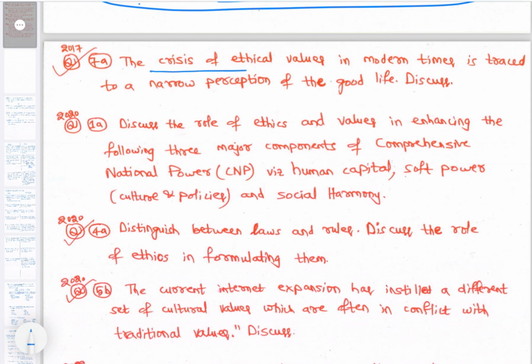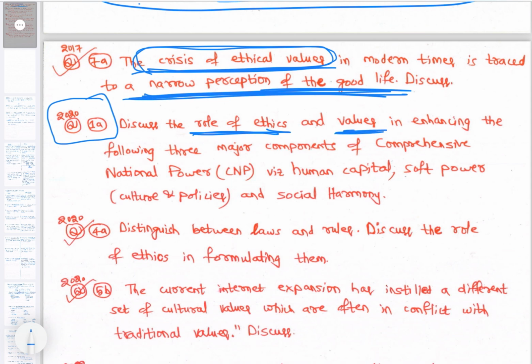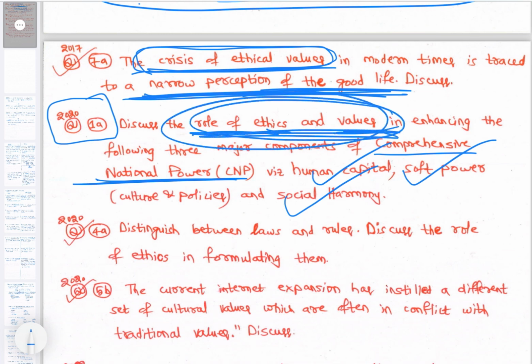Then the crisis of ethical values in modern times is traced to narrow perception of good life. Then in 2020, there is a question: discuss the role of ethics and values in enhancing the following three major components of comprehensive national power, that is human capital, soft power and social harmony. Role of ethics and values in enhancing human capital of a nation, soft power of a nation and social harmony.